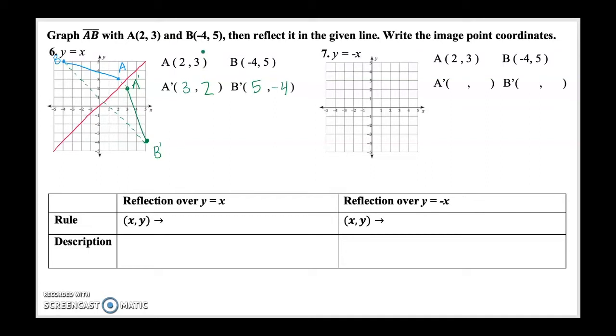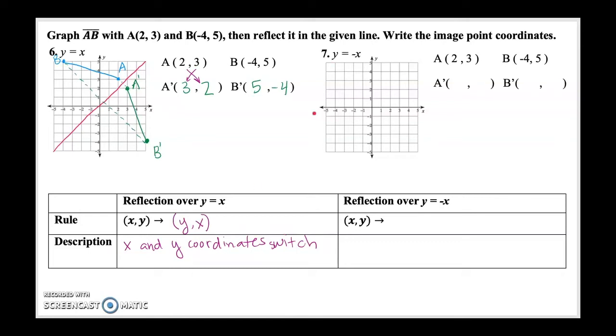So if you look at what happened to the coordinates here, what happened is that the x and the y switched places, which should make sense. If y is equal to x, that means x is y. So you'd replace y with x and vice versa. So (x, y) just goes to (y, x). So that means that the x and y coordinates switch, or are reversed.